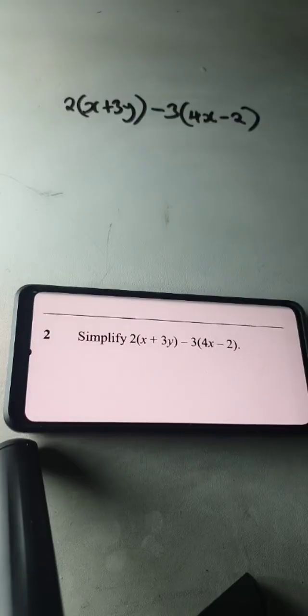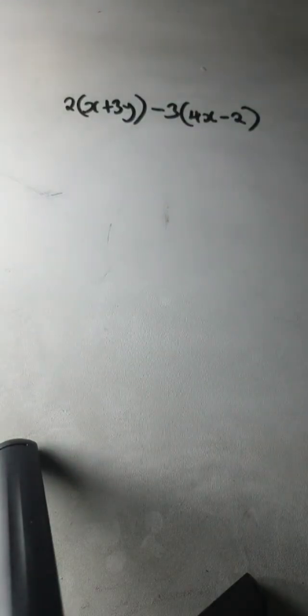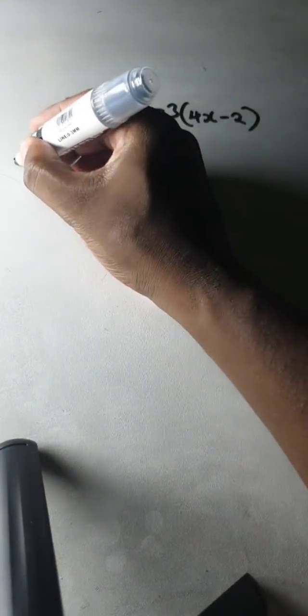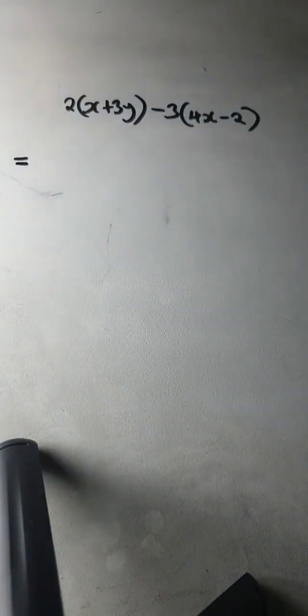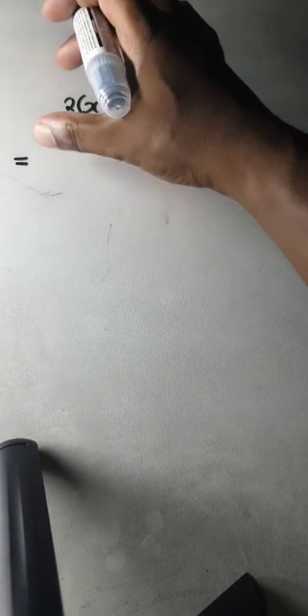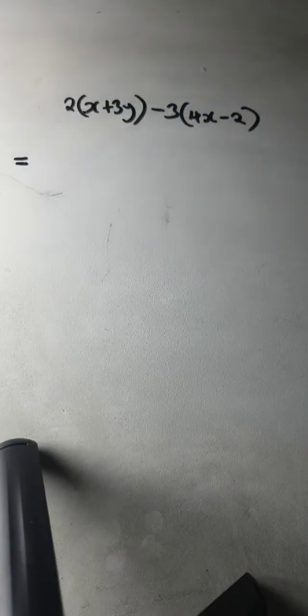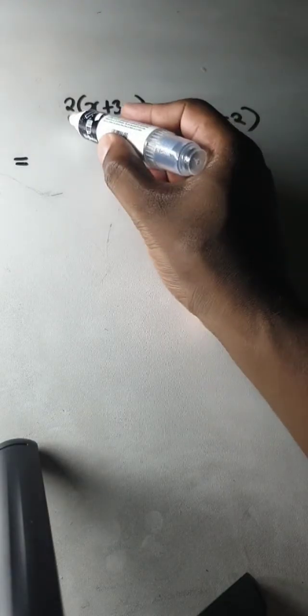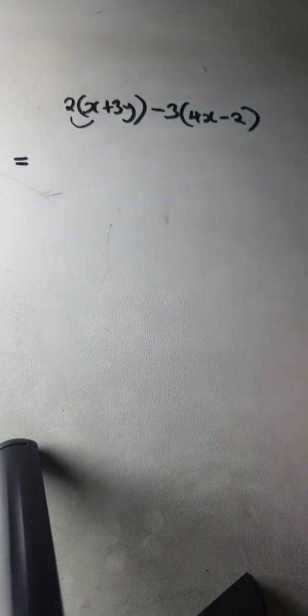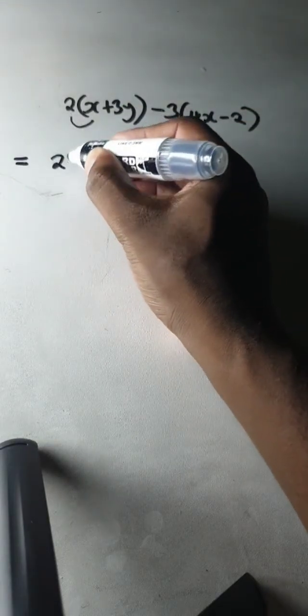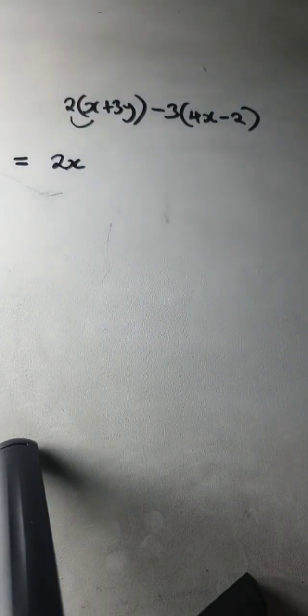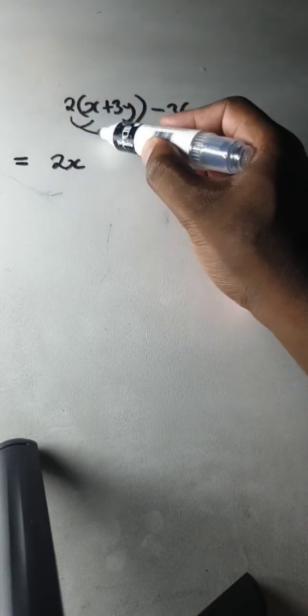So my genius friends, my smart friends, look at this. We are going to expand. The first step we'll do is to expand. Now, how are we going to expand this one? We'll say 2 times x, we get 2x, right? Then again, this 2 will multiply by 3y.